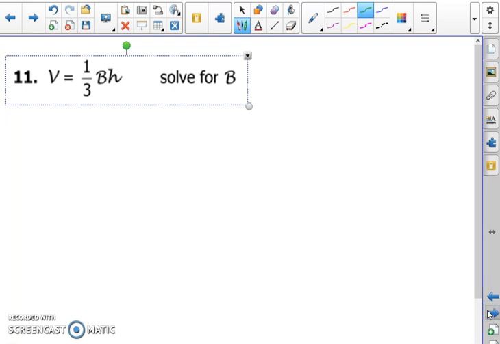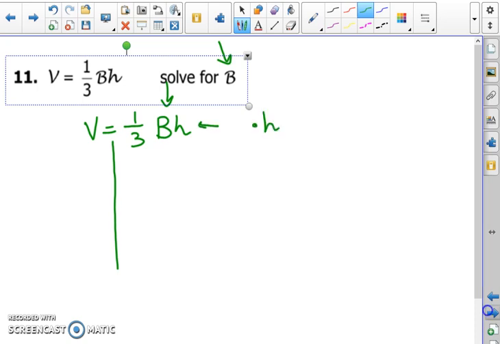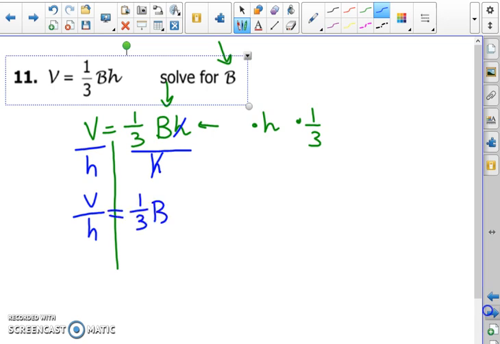All right. How about V equals 1/3 capital B times H, and we're solving for capital B. Looking at capital B, I see it's being multiplied by H, and it's being multiplied by 1/3. So let's do the opposite of multiply by H. Let's divide both sides by H. So you have V over H, because that cannot simplify, is equal to 1/3 B.